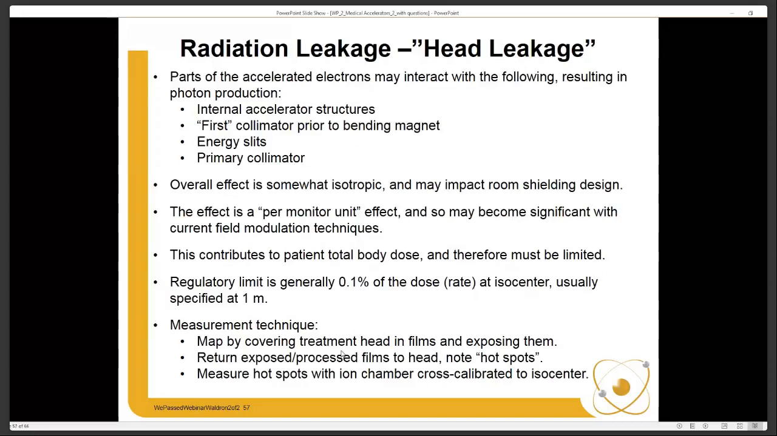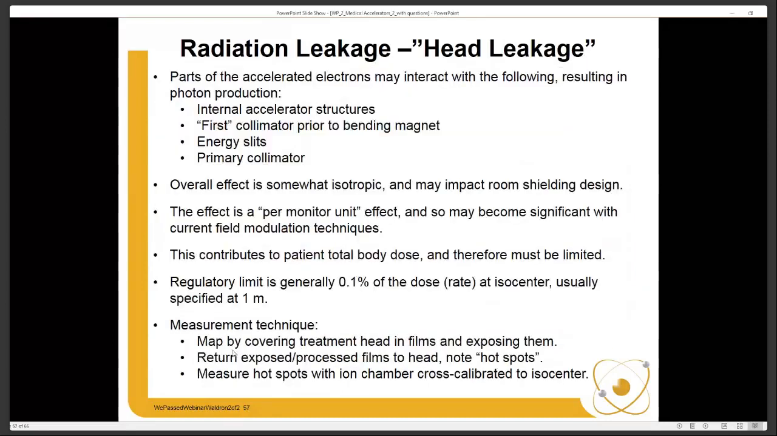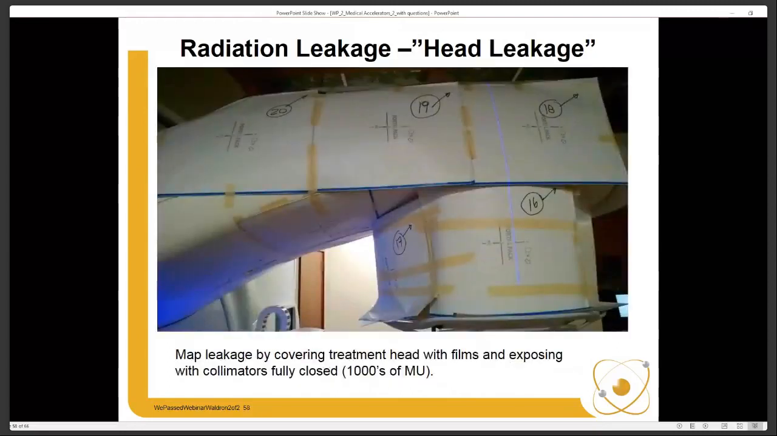First, I map the field by covering the treatment head in films and exposing them. Here's a picture of a Versa HD with most of the head covered with films. Notice that each film has a number and an orientation mark, because once I have exposed this with the jaws closed and running many thousands of monitor units, I am then going to process these and return them to the head in the same locations. And I'm going to look at the hotspots that show up, and then I'm going to use an ion chamber that I've cross-calibrated to the dose-rated isocenter in order to measure the exposure levels at usually 1 meter from these hotspots.